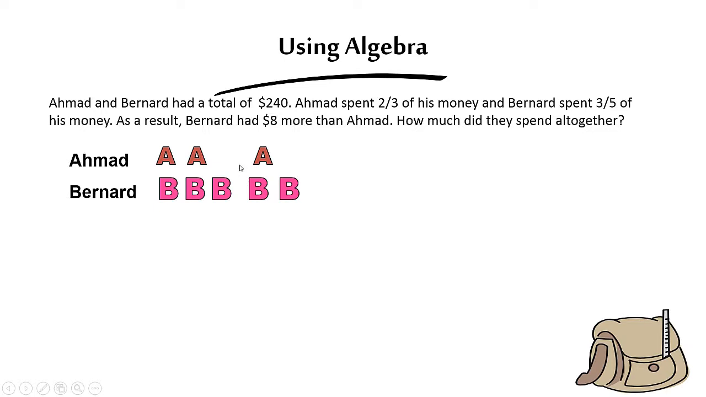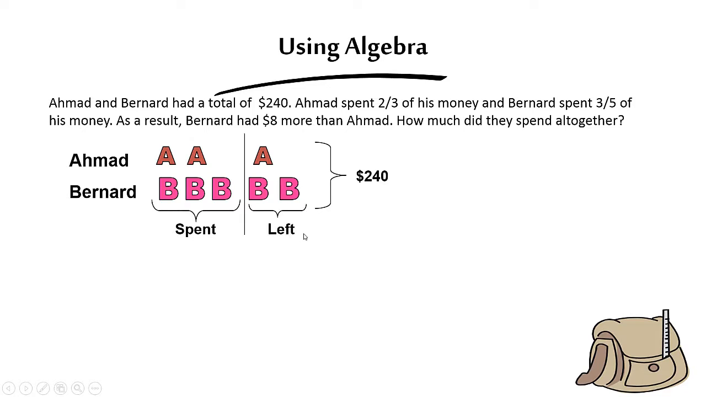From here, I label the total. The total is $240. So in other words, this 3A plus this 5B will give me $240. After that, I draw a line down to cut them apart. This part over here will be what Ahmad and Bernard spent, because keep in mind that Ahmad spent 2/3, so out of the 3 A's, 2 A's are gone, while Bernard, out of the 5 B's, 3 B's are gone. And so this will be the leftover.